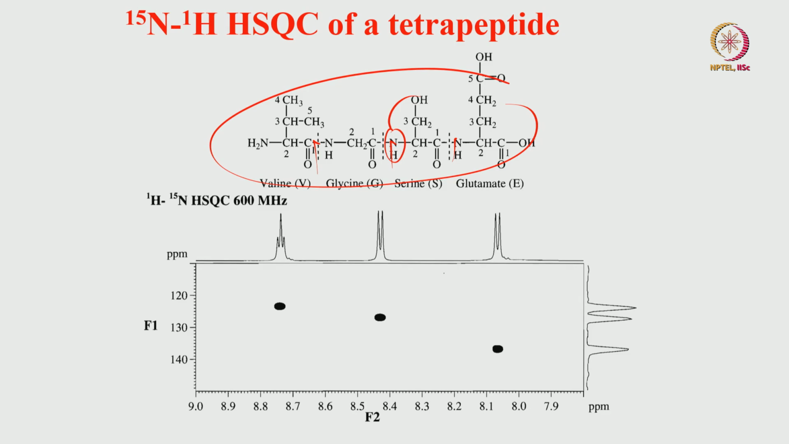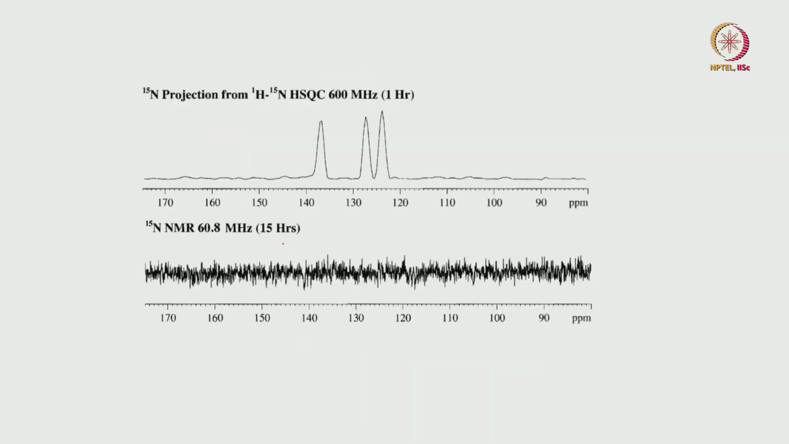We are going to see 3 NH peaks here. This NH2 is there, these 3 NHs are there, and of course there is one more, but that may be overlapped here. These are 3 doublets, and these 2 doublets are overlapped here. If you take the projection of that, you will see that. And this is the projection of the HSQC for the previous molecule. The spectrum was obtained in just 1 hour. Remember, just 1 hour, and we get the signal.